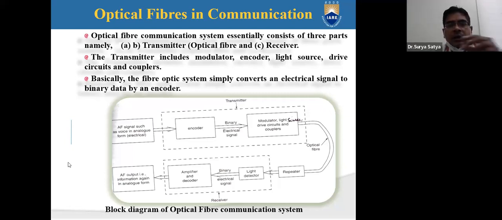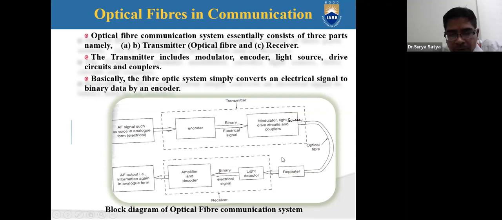An optical fiber communication system consists of three parts, namely the transmitter, optical fiber, and receiver. I think the slide has been disturbed. Here the transmitter includes, so here we can see this is the transmitter and this is the receiver.